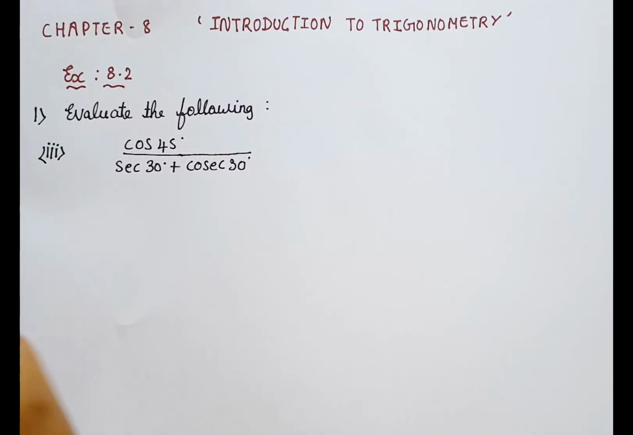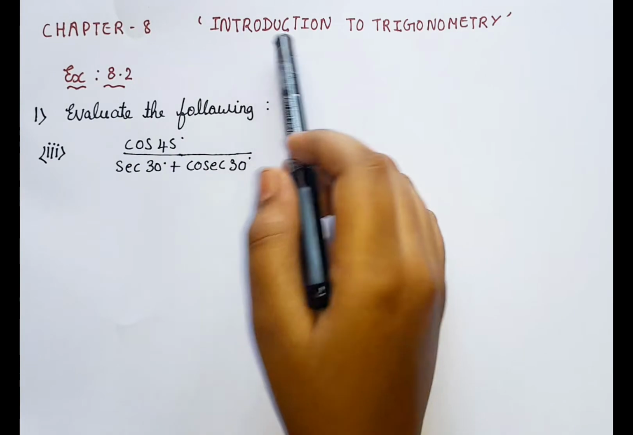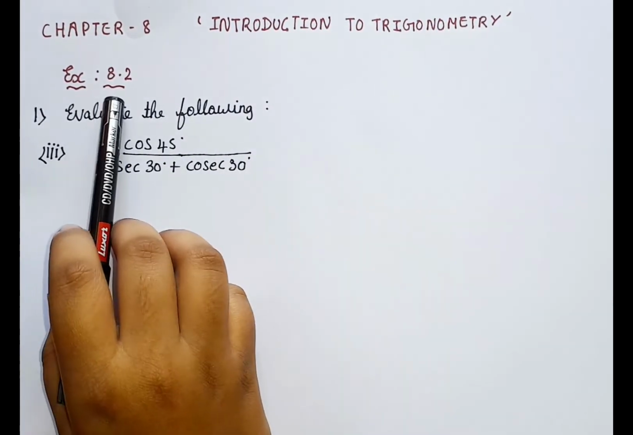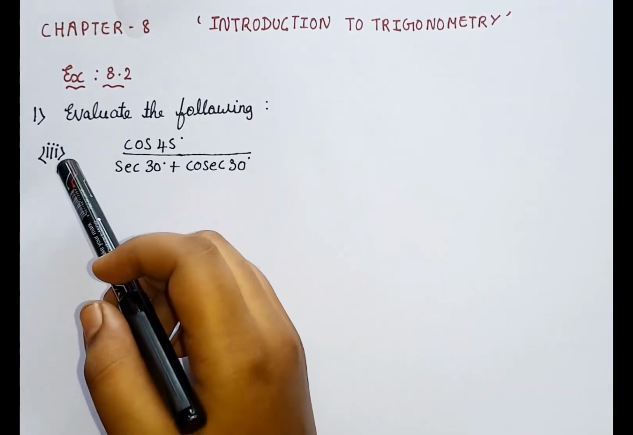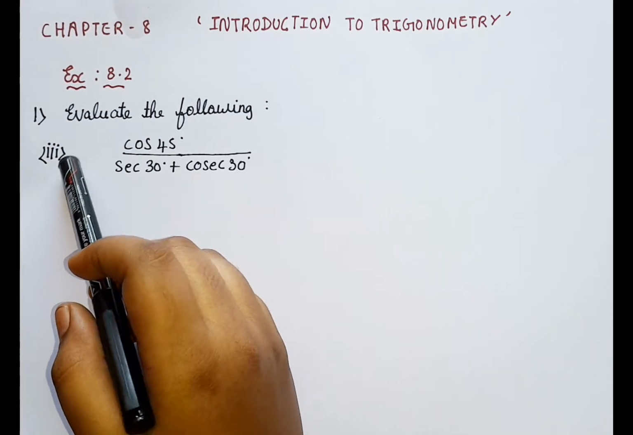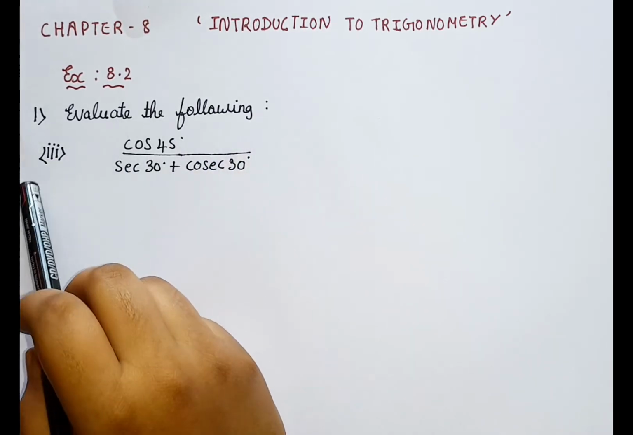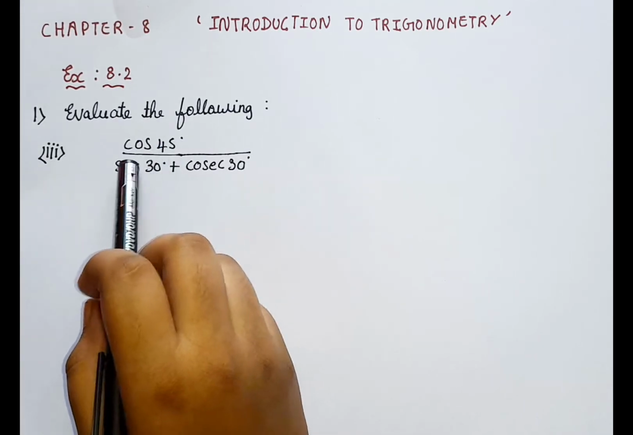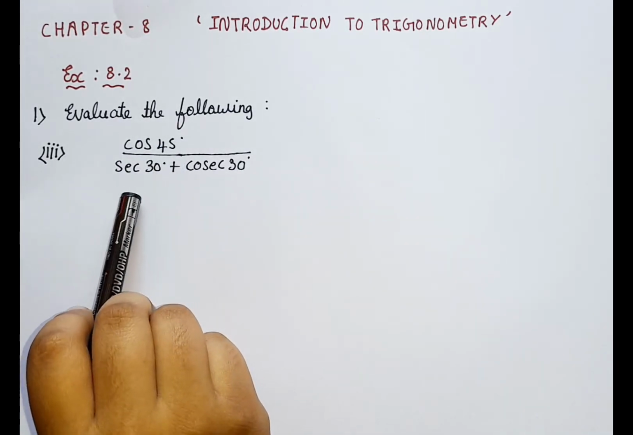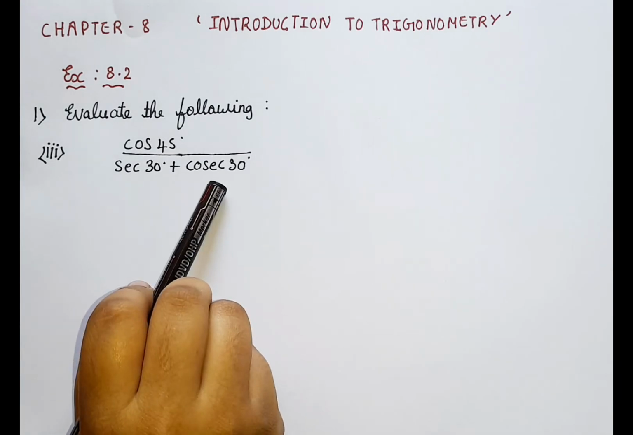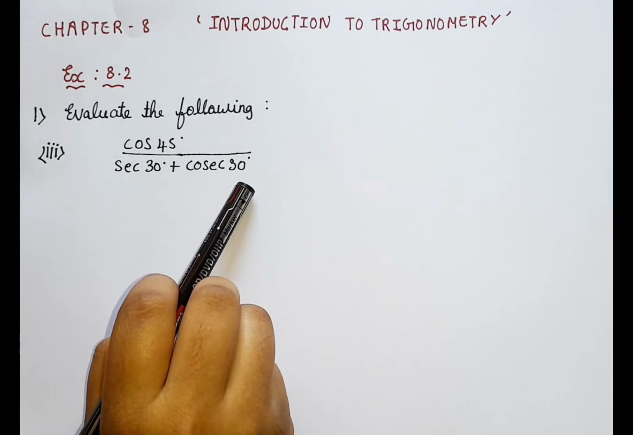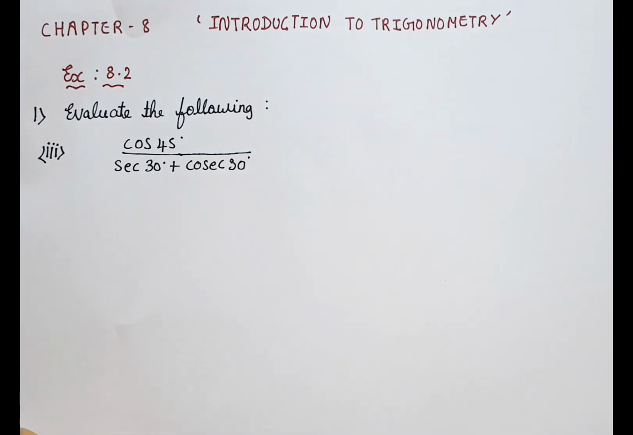Today we are going to be learning Chapter 8 Introduction to Trigonometry, Exercise 8.2, first question, third subdivision. Let's read the question. Evaluate the following: cos 45 degree divided by secant 30 degree plus cosecant 30 degree. So this is the question. I try to focus on this question carefully because this is really an important question. Now let's solve it.